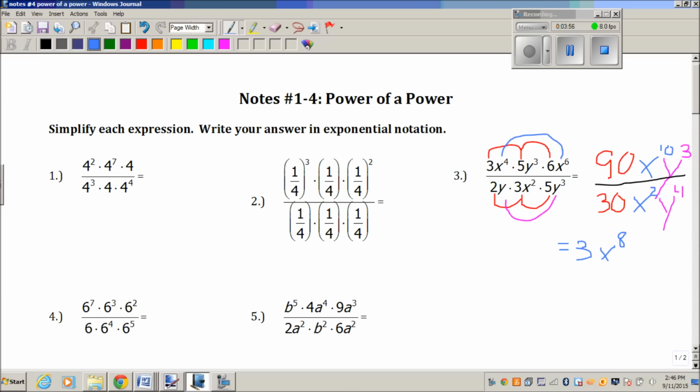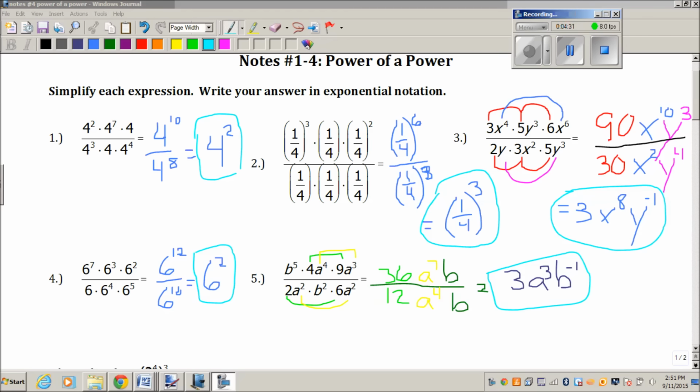And then the same thing with the y. Y cubed divided by y to the 4th. I'm going to subtract the exponents. 3 minus 4 gives me negative 1. Don't worry about the fact that it's a negative exponent. In the next lessons, we're going to get into that, but for the moment, you can just leave it like that. So the simplified answer is 3 times x to the 8th times y to the negative 1 power. So now I'd like you to press pause for a moment, try the other examples 1, 2, 4, and 5, then restart the video to see your answers.